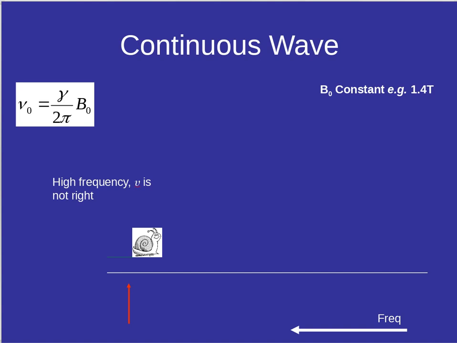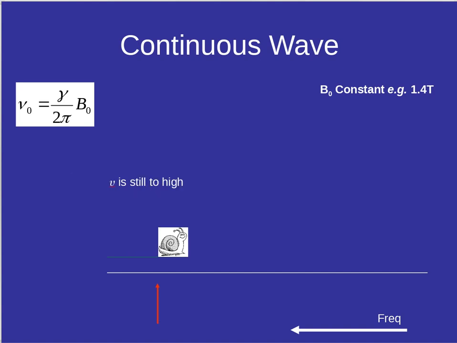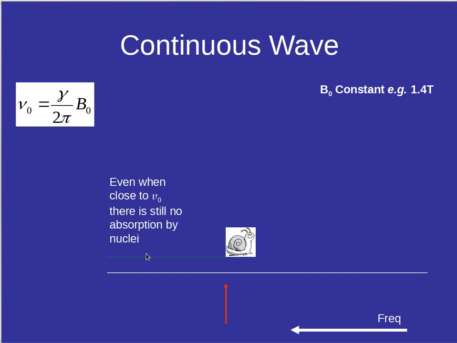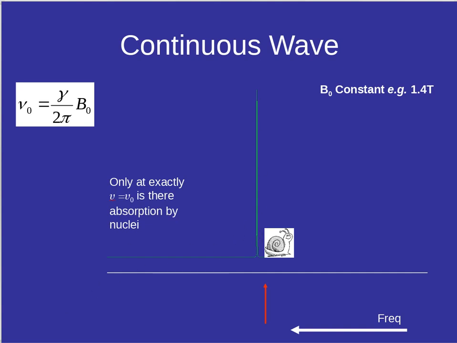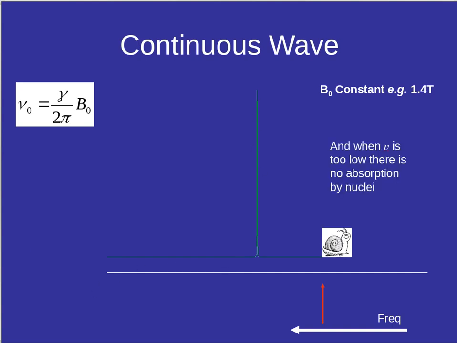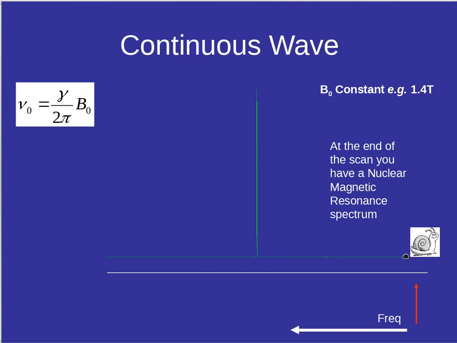As you change the frequency, if you're not at the exact Larmor frequency, you see nothing happen. So even when you're close to absorption, there's no absorption in the spectrum, but the moment you hit the correct frequency, you'll see the absorption. And when your frequency becomes too low, there's still no absorption, and by the time you reach the end, you have your NMR spectrum. So this is the old way that NMR spectra used to be run.